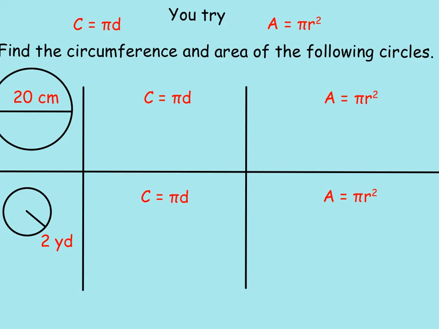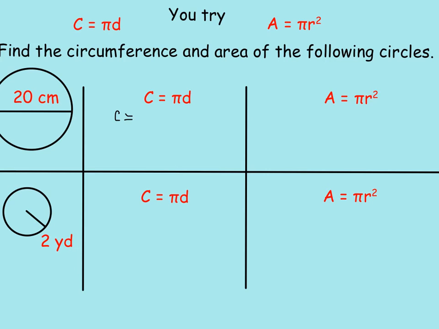Now you go ahead and try a few problems on your own. Use the pictures on the left and go ahead and find the circumference and the area of each picture. Make sure that you label your answers. Go ahead and pause the video, do the examples on your own, and then start the video again to check how you did.